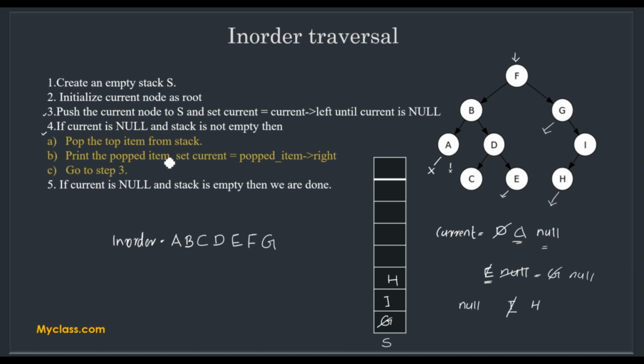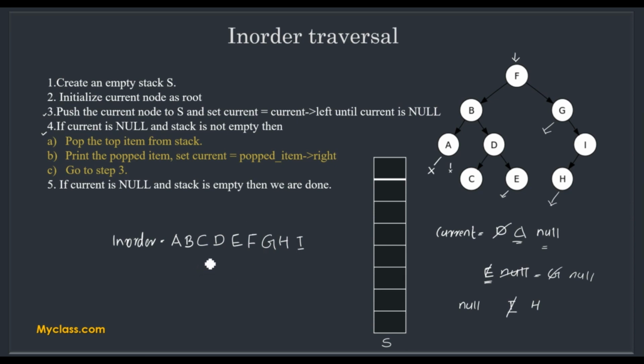When current is null, we want to do this: pop the top item from the stack. We are popping H first. Then set current equal to the popped item's right. There is no right child. Again, when we go to step 3, current is null. So if the current is null, we pop another item. So we popped and printed I. There is no right child of I also. If there is a right child, we want to push it back to the stack. Now the stack became empty also. We already popped H, I and G. So the stack is empty. If current is null and the stack is empty, then we are done with the inorder traversal.